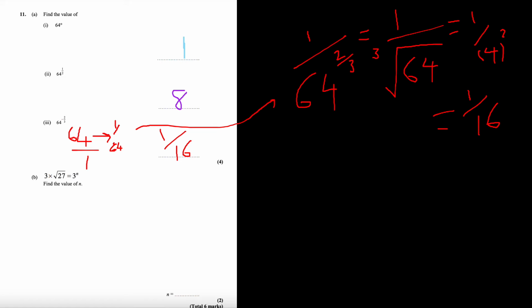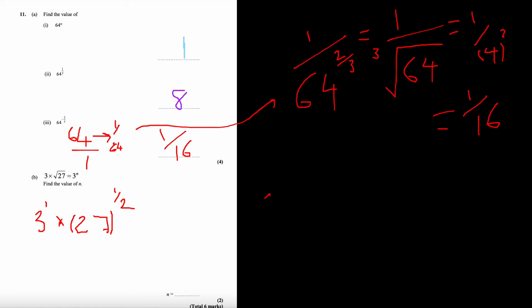So this one's a bit trickier. Now I've got 3 there actually. So I've got 3 to the power of 1 times root 27. Now I can write root 27 actually as 27 to the power of a half, because something to the power of a half means square root. So I can write that so far.